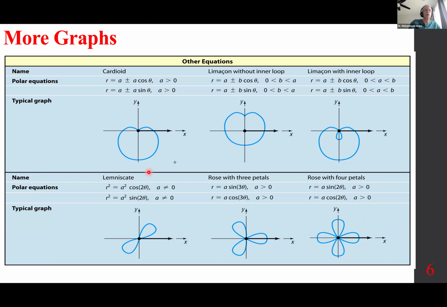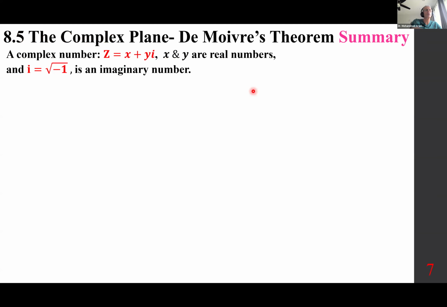And this is a lemniscate when it's a squared cosine of double angle. So these are various graphs that we discussed in the previous section. And now the summary for section 8.5, the complex plane, De Moivre's theorem.